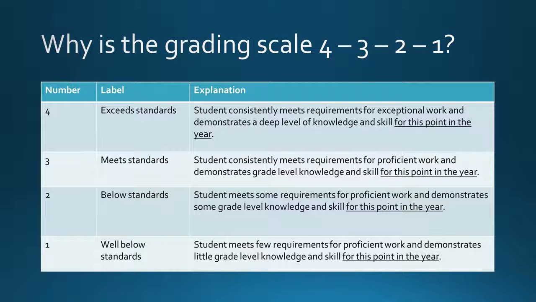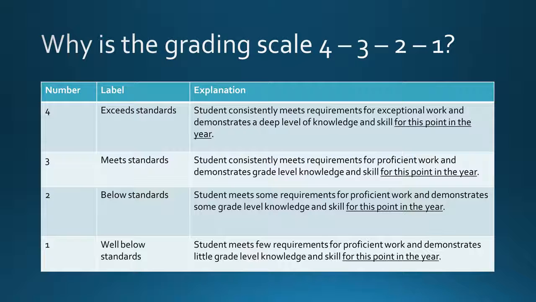So let's talk about the 4-3-2-1 scale. The numbers are associated with labels: exceeding standards, meeting standards, below standards, and well below standards. A student earning a 3 is meeting standards. That is exactly where we want our students to be. So what that means is that students are consistently meeting requirements for proficient work, and they demonstrate grade level knowledge for this point in the year.